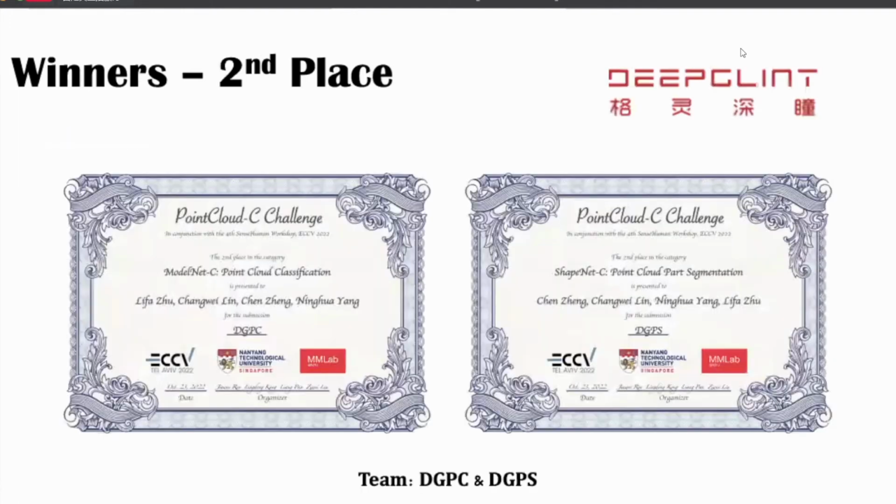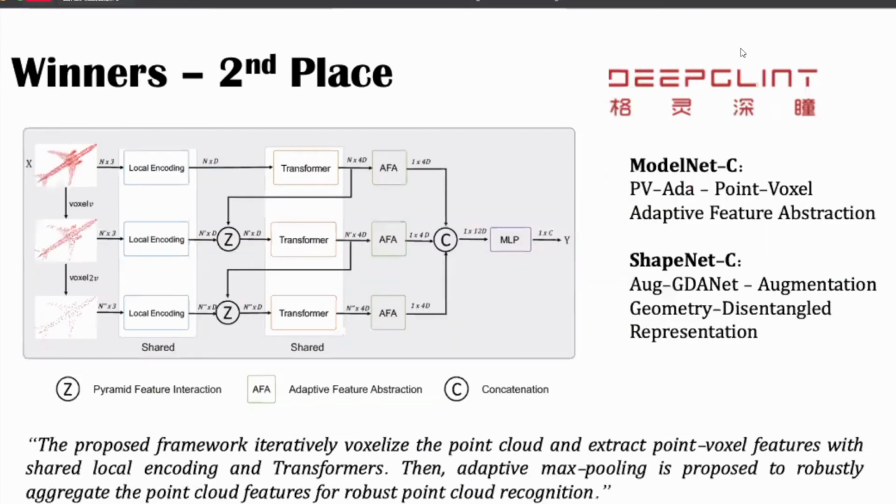Okay, so now let me present the second place winners. They are from DeepLink, and the team name is DGPC for ModelNetC and DGPS for ShapeNetC. For these two tracks, they propose two different contributions. For ModelNetC, they propose a point voxel adaptive feature abstraction method. And for ShapeNetC, they propose GDANet, augmentation geometry disentangled representation.